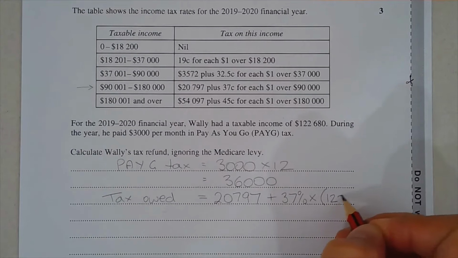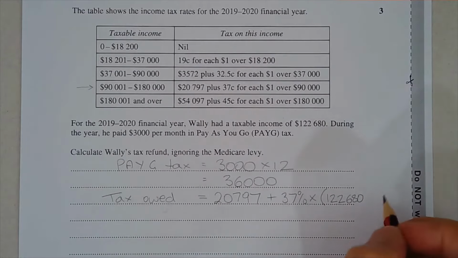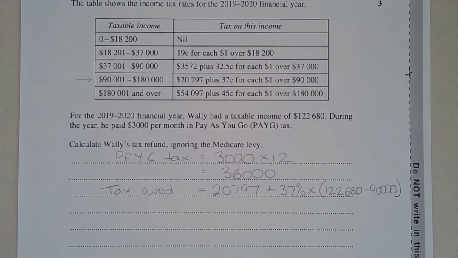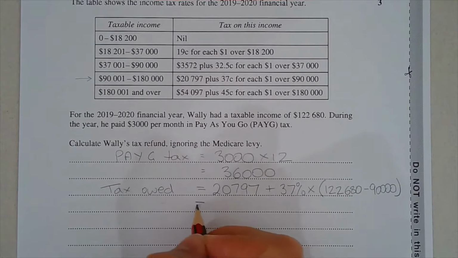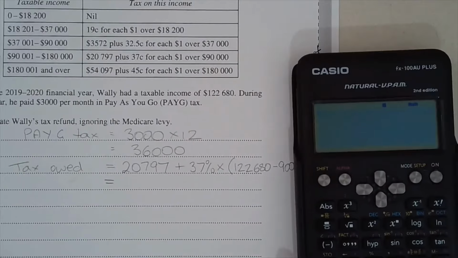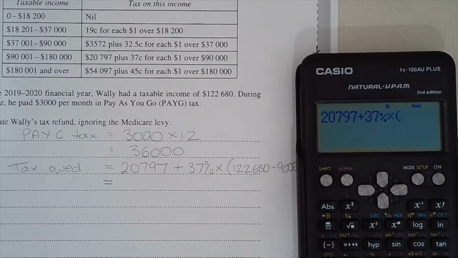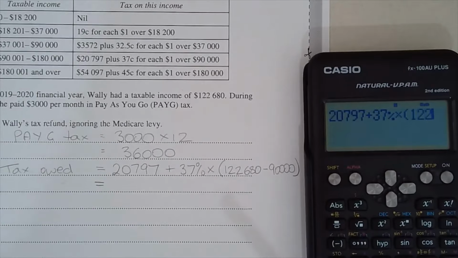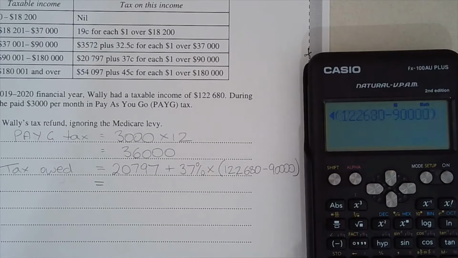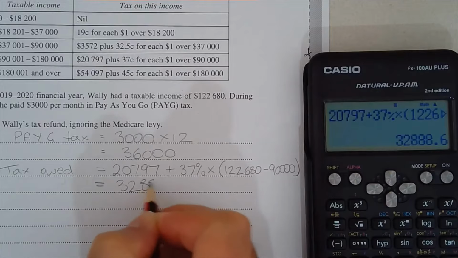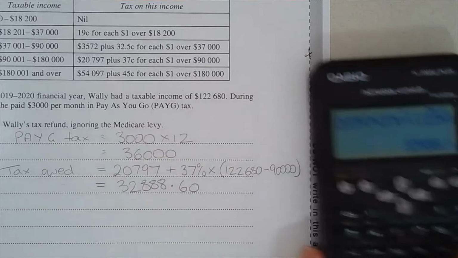So that'll be $122,680 minus $90,000. So we just managed to fit that in there. Let's calculate that. So it's 20,797 plus 37% multiplied by $122,680 minus $90,000. And we get $32,888.60.